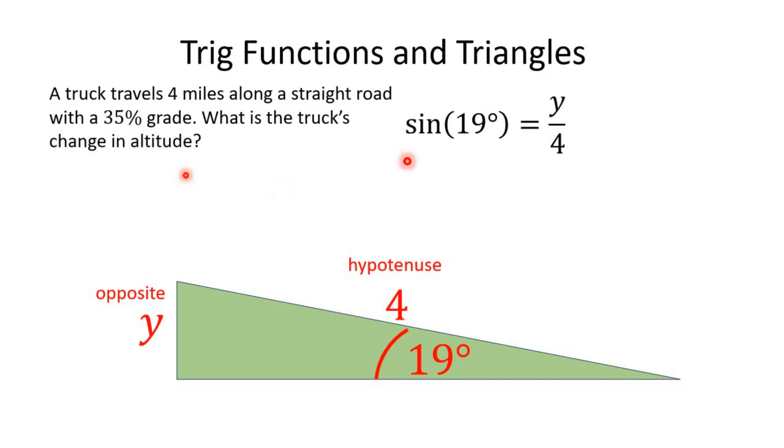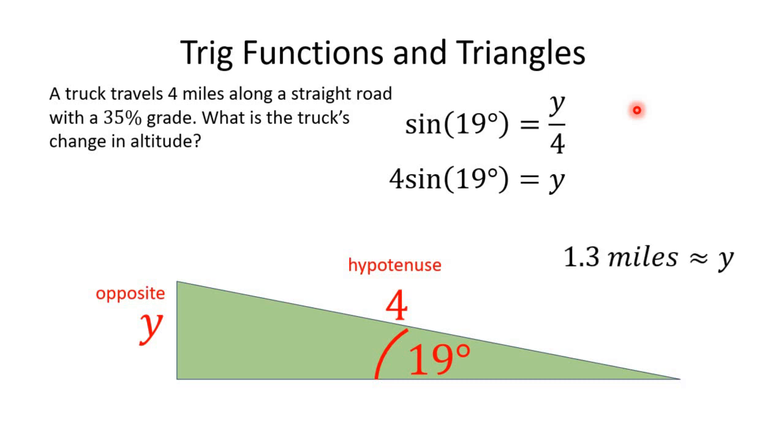Next thing, I just need to solve for y in this equation, and that'll tell me the change in altitude for the truck. So I'll multiply both sides by 4, and that'll give me that y is roughly 1.3 miles. I just type this into my calculator: 4 times the sine of 19 degrees. You have to make sure you're in degree mode. It will give you roughly 1.3 miles.